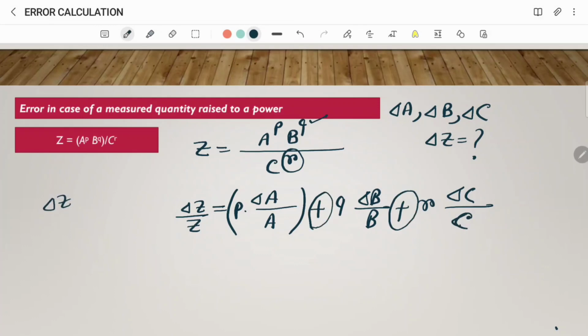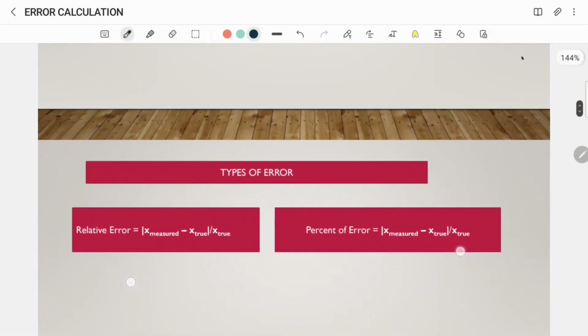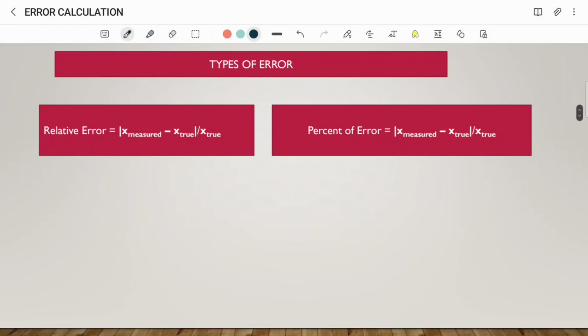Now this is the relative error, and it can also be written in the percentile form if we multiply this by 100. So if in the problem you are asked to find out the percentage error, the thing that we have to do is only multiply each quantity by 100. So that was what I was talking about. This is the percentage error.